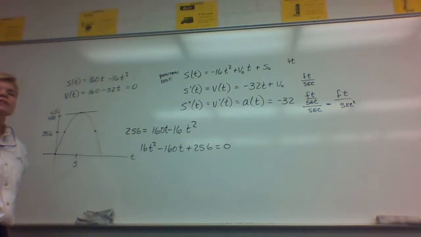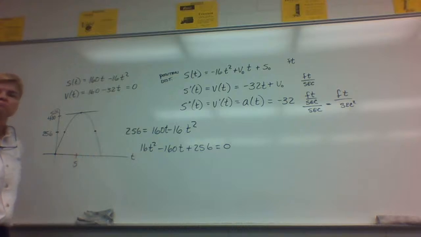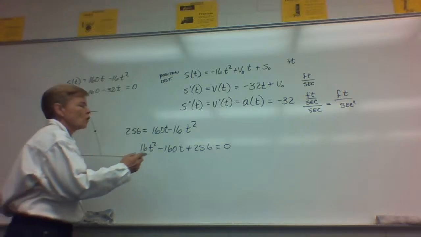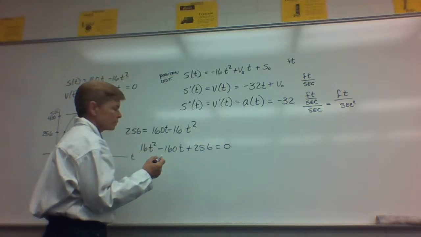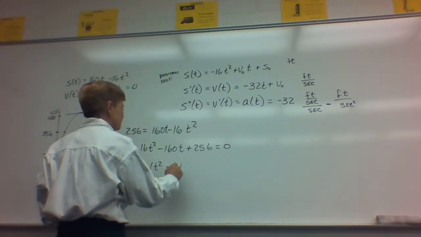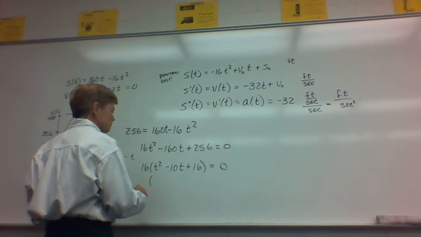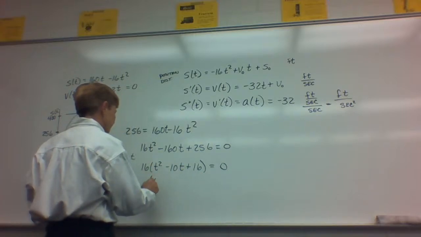Do you understand in the physics of this why we're going to get two values? We always get two values with quadratics that cross the x-axis. You understand what those two t-values will be? That one, and that one. So do we want to try to factor this? Okay. 16 comes out. We have t squared minus 10t plus 16. Do you know of any factors of 16 that add up to 10?